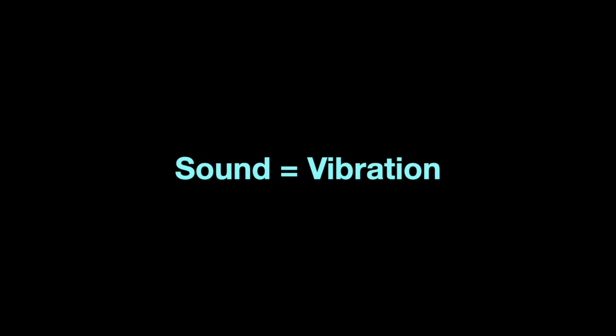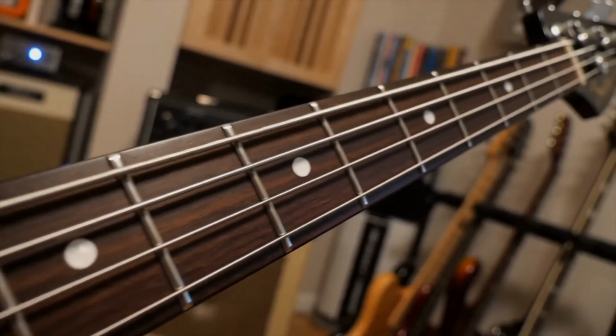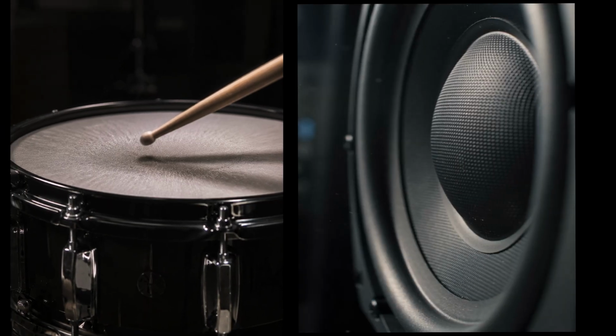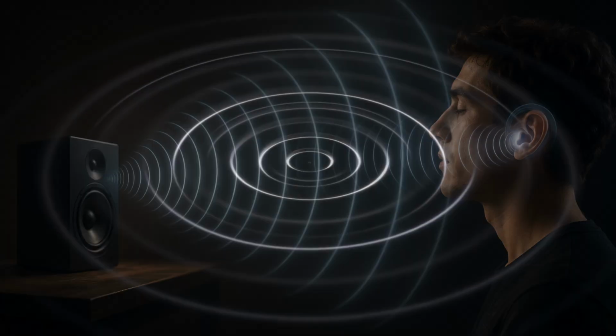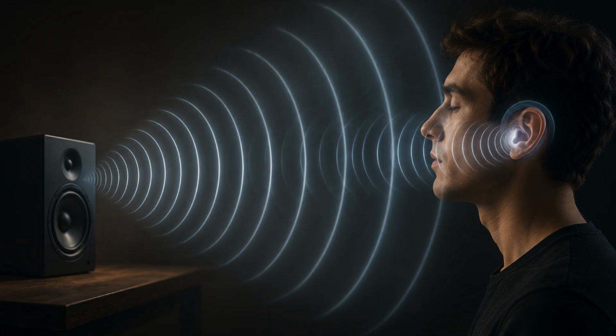At its core, sound is vibration. Whenever something vibrates, a guitar string, a drum skin, a loudspeaker, or even our vocal cords, it disturbs the air around it. These disturbances travel through the air as waves. And when those waves reach our ears, we hear sound.